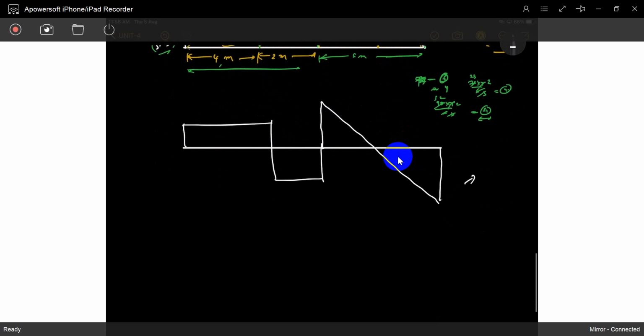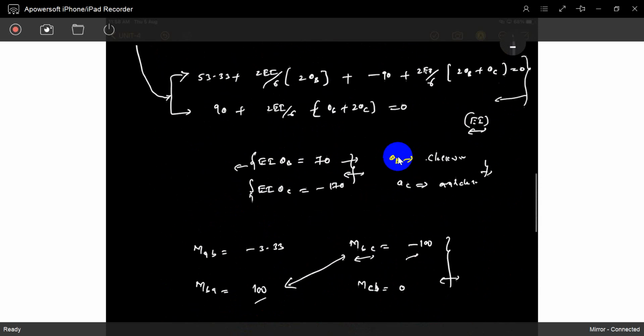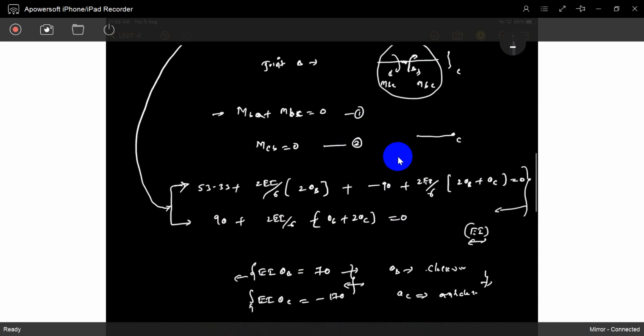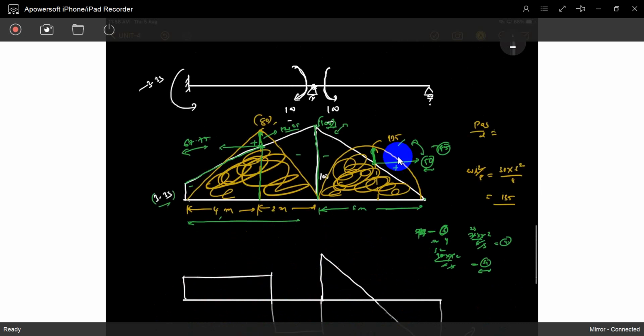Now I want to explain this problem. If you take this, it is somewhat hectic, you have to solve these things, theta b and theta c. So these are the two unknowns, two equations. If you feel it is lengthy, you can easily find out. How can you find out? I will explain something.